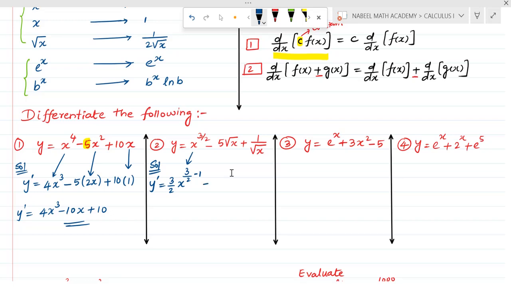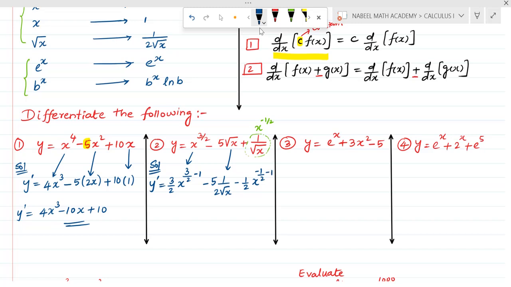Minus this part, what is it? This part is 5 times the derivative of root x, which is 1 over 2 root x. And for the last term, I will rewrite it: this part can be written as x to the power minus half. If you bring it up, you get the power minus 1. So what is the derivative for this term? You will have minus 1 over 2 x to the power minus 1 over 2 minus 1.